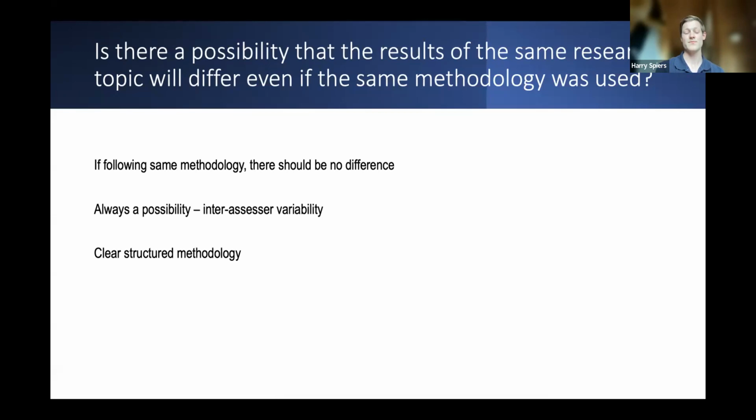And that's okay. So to try and avoid that as much as possible, you need to have a very clear inclusion-exclusion criteria and a very clear structured methodology you set out before you start your systematic review. So that would always be my advice, to minimize the results being different. You should always write out your methodology so someone else can follow your methodology.